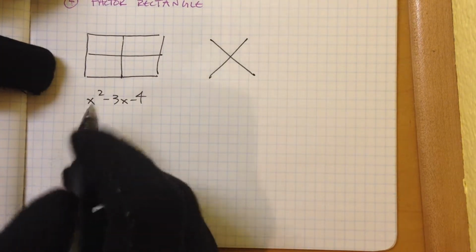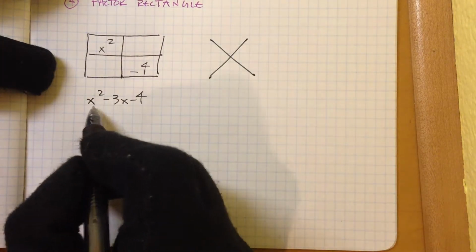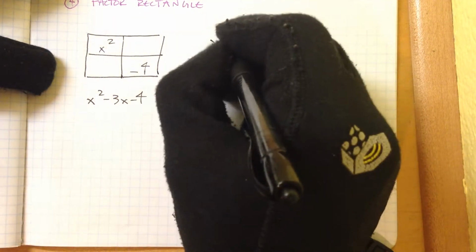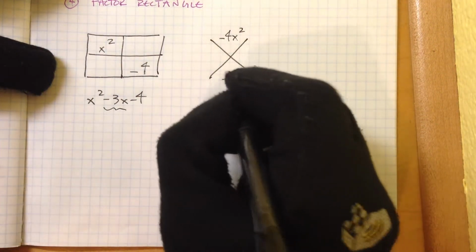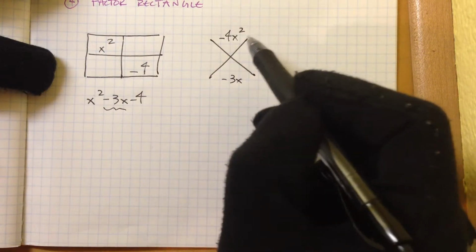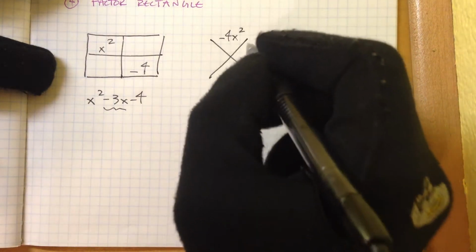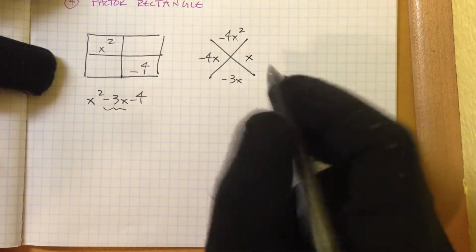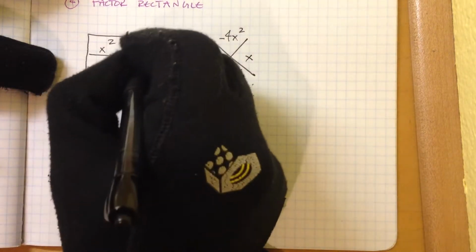Perfect. First term, first box. Last term, last box. Product of the first and the last, so x squared times negative 4 is what goes up top. Negative 4x squared. Downstairs, I get my middle term, negative 3x. Now I need to fill in the sides of this rectangle. Okay, what are the factors of negative 4x squared that when I add them I get negative 3x? So how about a negative 4x and an x term? I multiply those together. Yes. I add those together. Yes. Perfect. So we can fill it in.